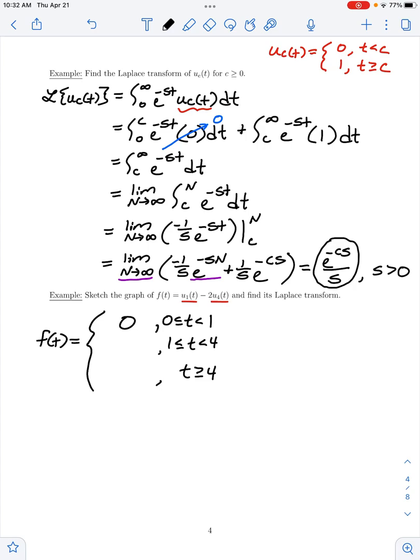On the interval from 1 to 4, my first unit function has turned on to a value of 1. The second one is still valued as 0. So I have 1 minus 2 times 0. And then for values of t greater than or equal to 4, both of my unit functions have turned on to a value of 1. And so my function f would be 1 minus 2 times 1, which leaves me with negative 1.